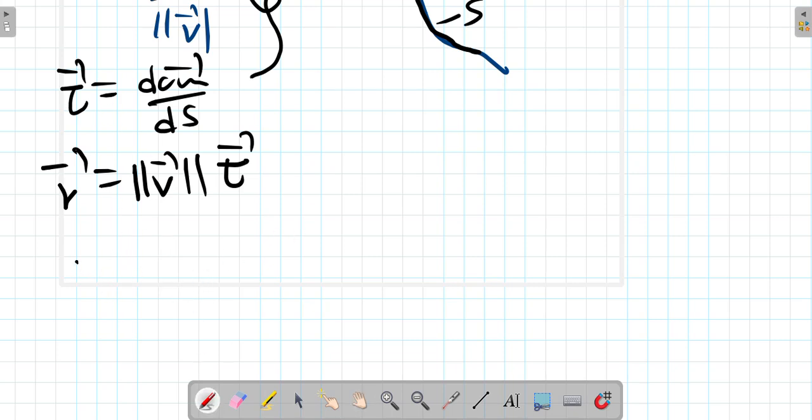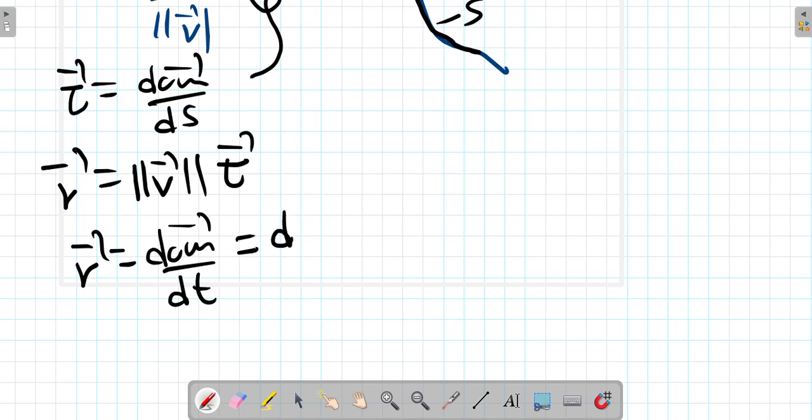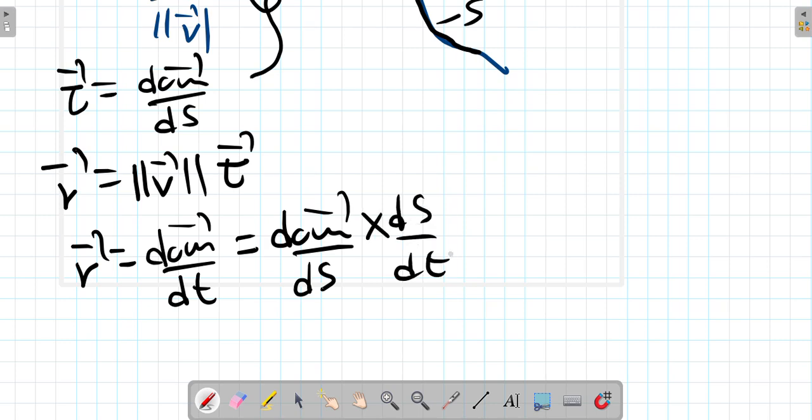Now for the second one, I'm going to use the general definition of v. The general definition of v is dOM over dt. We all agree this is the general definition of v. Now, from this, I'm going to make tau appear in this equation. That is, I'm going to divide by ds, because once I do this, I'm going to have tau. But this is not my equation, so I also multiply by ds over dt. This is what we call completing the chain rule.